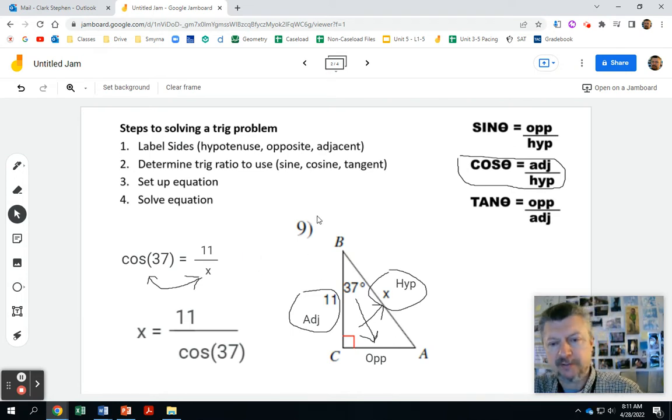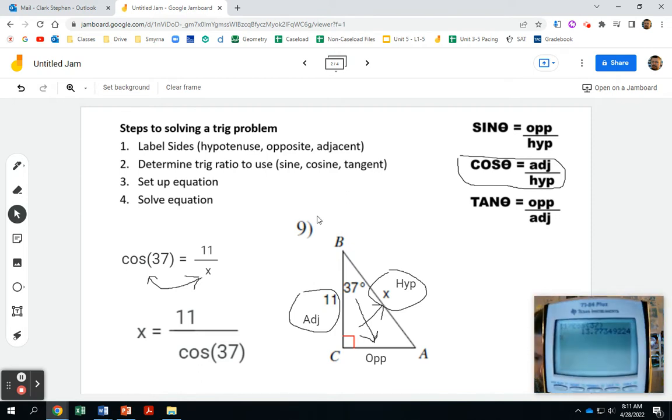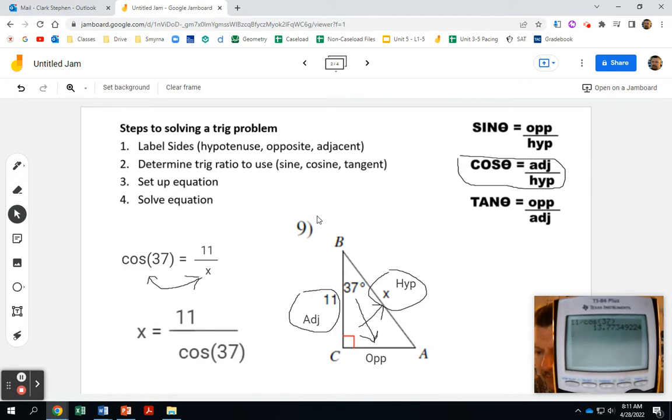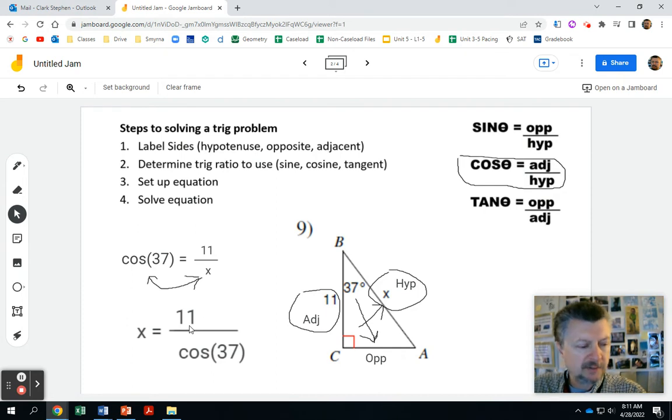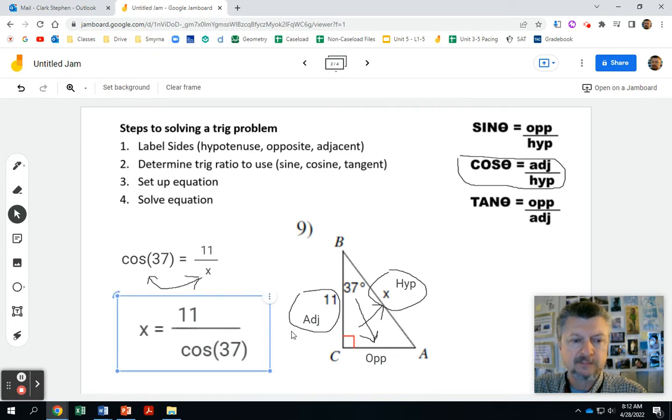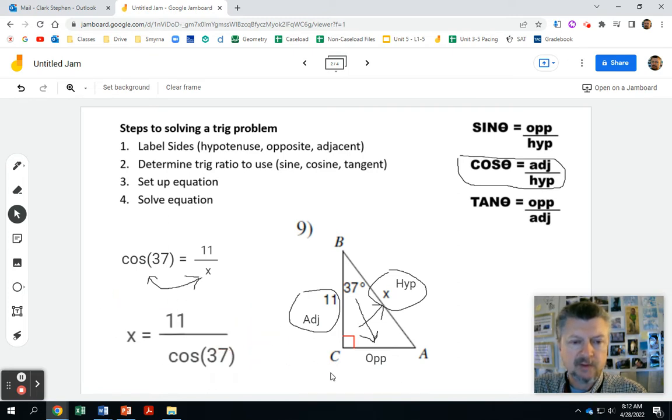Now it's time to put it in your calculator. You're going to put 11 divided by, press cosine 37, and press enter. I got 13.77, so I'm going to round it up to 13.8. So the hypotenuse is going to be 13.8.